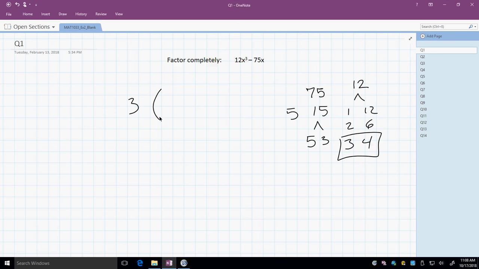So we have 3 times 4 will give me the 12, right? And then if I multiply 5 times 5, will give me 25, right? So 3 times 25 will give me the 75. Oh, I forgot we have x as a common factor too. So we can pull out 1x.